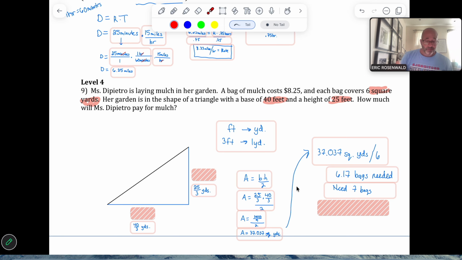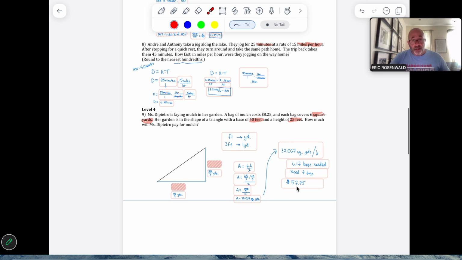So if I buy 7 bags, each bag costs me $8.25. 8.25 times 7 is going to equal $57.75. There you go.